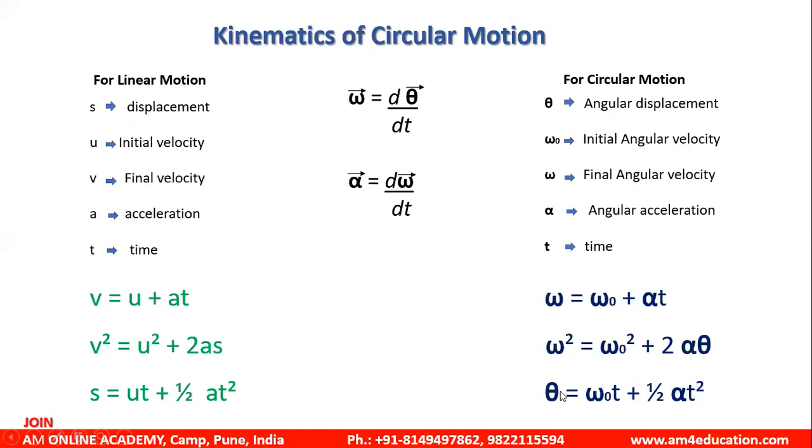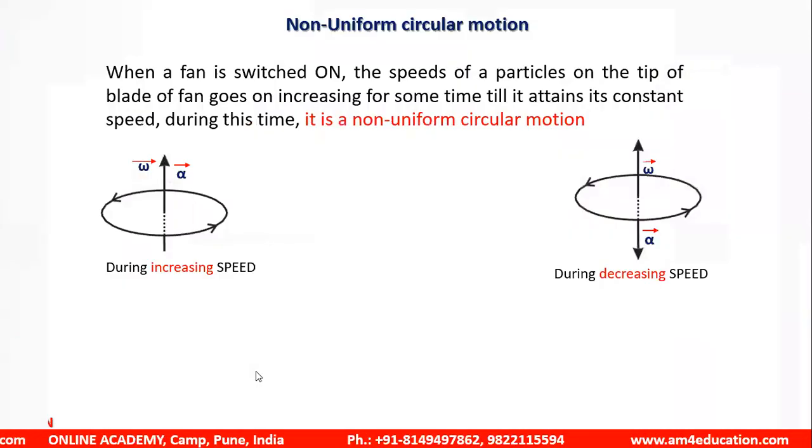Here in this case, angular displacement is equal to omega t, or angular displacement theta is equal to initial velocity into time plus half angular acceleration into time square. So these are the kinematics of circular motion. Now let us proceed further.